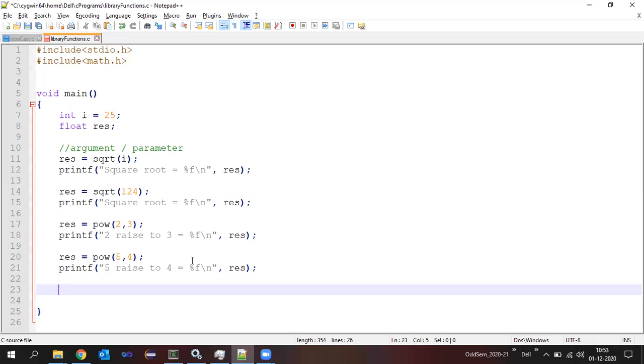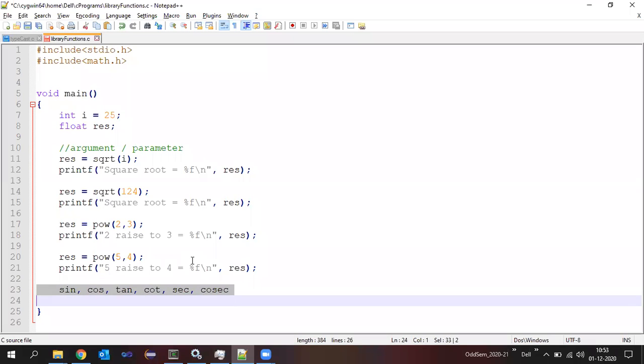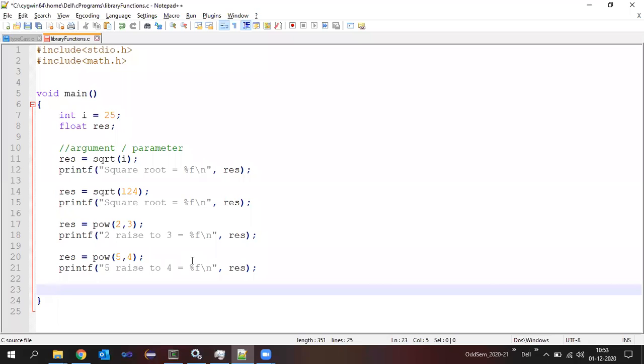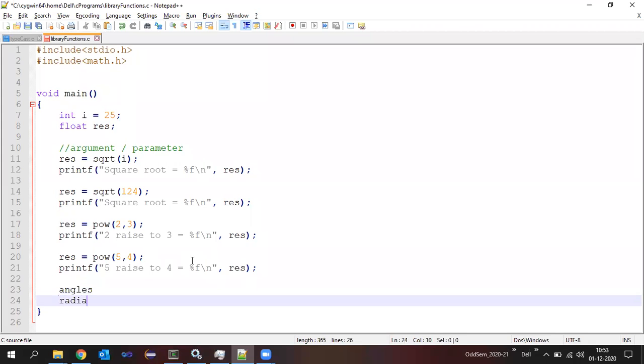There are some more mathematical functions for trigonometric functions, right? In trigonometry you might have studied sine, cos, tan, cot, sec and cosec, isn't it? These are the trigonometric functions. If we want to calculate particular values of trigonometric functions, then there are corresponding built-in library functions we can make use of. Now when we discuss trigonometry, there come values in terms of angles and radians, isn't it?